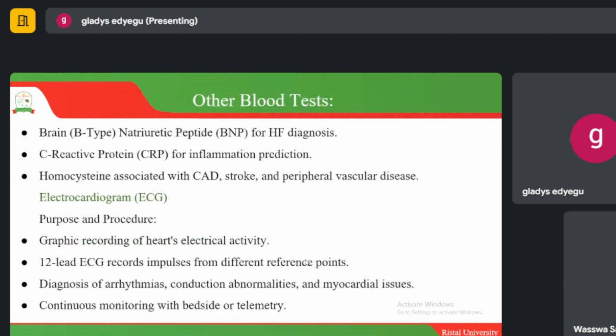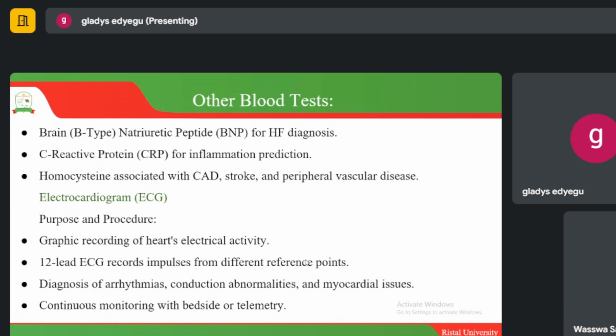Besides that, we also need to know about the other blood tests, and the other blood tests are here as indicated. We have to do the C-reactive protein for inflammation prediction, and this one can show that there's inflammation taking place somewhere. And then also we have to do something in relation to the brain to understand the heart failure diagnosis, so that we can prevent a stroke.